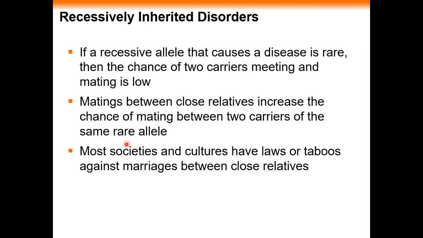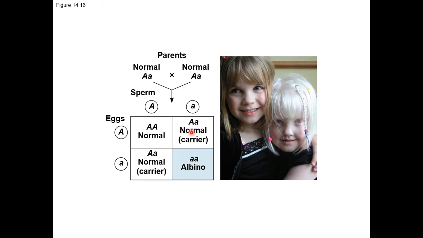So generally, if a recessive allele that causes the disease is rare, so if it's rare to be an albino, which it is, then the chance of two carriers meeting and mating is very low. Or the chance of two albinos meeting is very low. So if a recessively inherited disorder is rare, it's because what's the chance that an albino carrier would meet up with another albino carrier? Most people aren't. Most people are this.